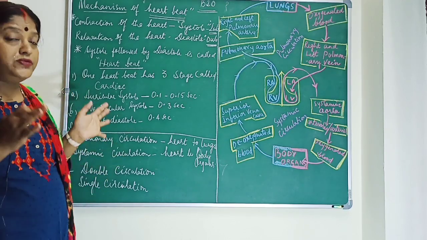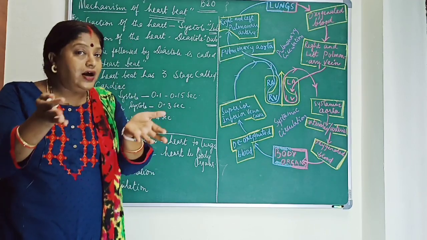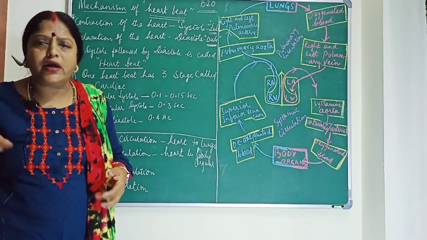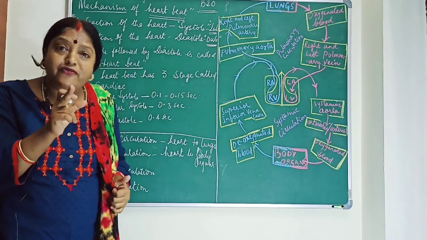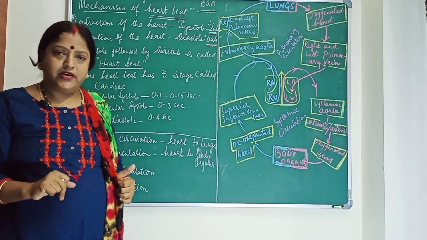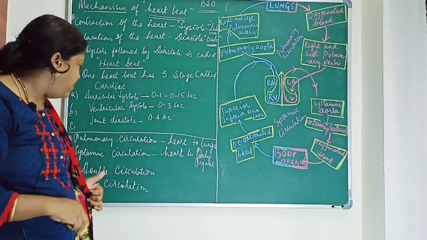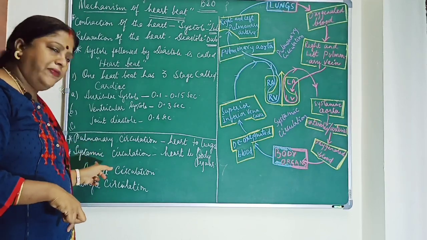If you observe very carefully, children, how the blood flows from the heart to the lungs and from the heart to the body organs, it looks like a circuit. The path through which the blood flows is called circuit or circulation. There are 2 types of circulation, that is pulmonary circulation and systemic circulation.